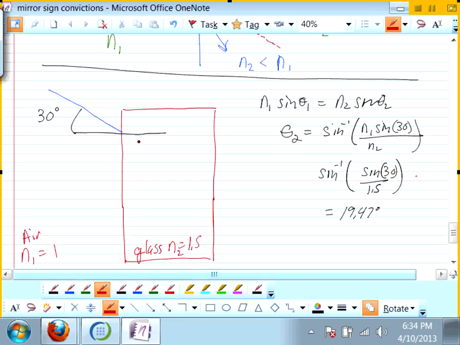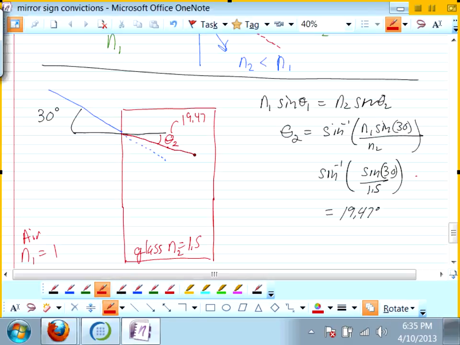Okay. Again, think about the path where nothing happens. And of course, we're measuring the light relative to the normal. So here's our refracted angle, theta 2, and this is the 19.47 degrees. And that would make sense to you because n2 is bigger than n1, so you know it bends towards the normal. Easy way to remember it.